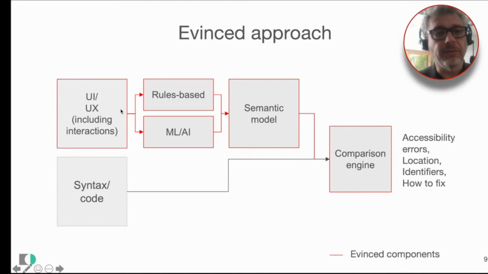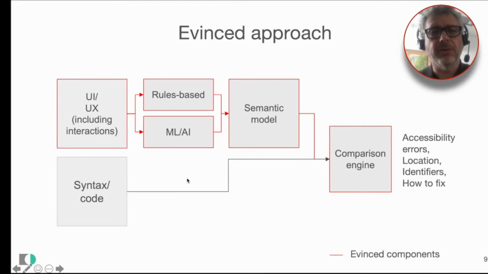So, as Naveen mentioned before, we start at the UI UX level, at the user experience of the page. We use a range of algorithms. Some of them are rule-based, some of them are ML, AI, machine learning and artificial intelligence, some are computer vision, to compute a semantic model of the page. Semantic model basically means a list of components or elements on the page, UI elements on the page, and a list of attributes of these elements that describe their behavior, their expected behavior.